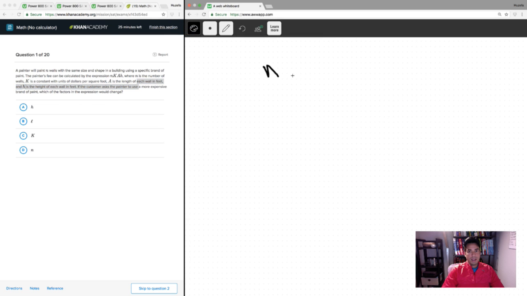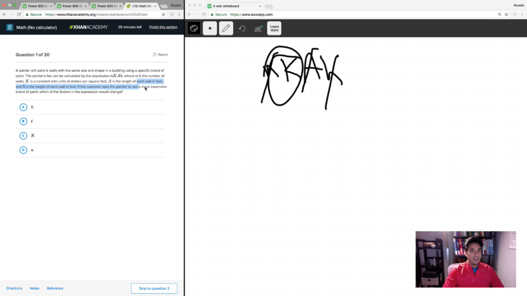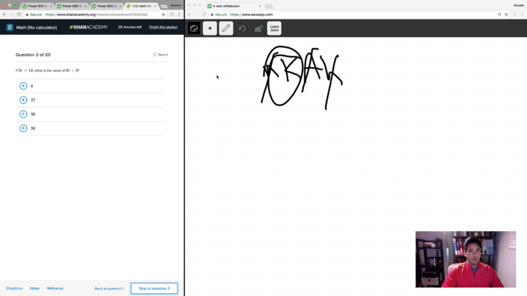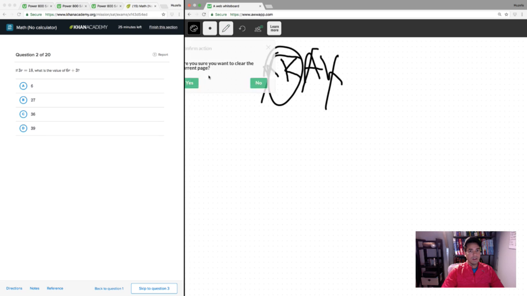So if we have n, k, a, h, n wouldn't change because it's the number of walls. And a would not change because it's the length of walls in feet. h is the height of walls. It's gotta be k. And they give you this weird, vague wording. k is a constant with units of dollars per square foot. k is dollars per square foot of the paint, right? So they're just trying to make it ambiguous, but k is your answer that's affected by the quality of the paint.